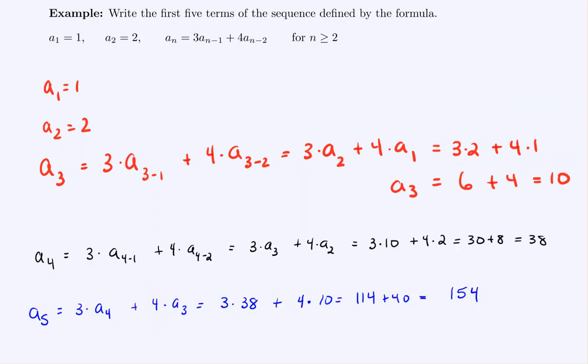And we follow the pattern. The next term is always 3 times the previous term plus 4 times the one 2 previous, so that would be in this case 3 times the third term, which is 10, plus 4 times 2, and that would give us 38 for the fourth term. Following the same pattern, now it's 3 times the fourth term plus 4 times the third term that would give us the fifth term. 3 times 38 plus 4 times 10, and we'd end up with 154 as the fifth term in this sequence.